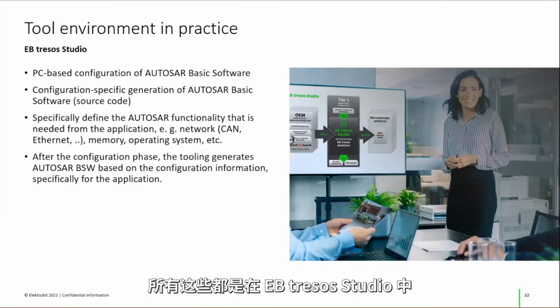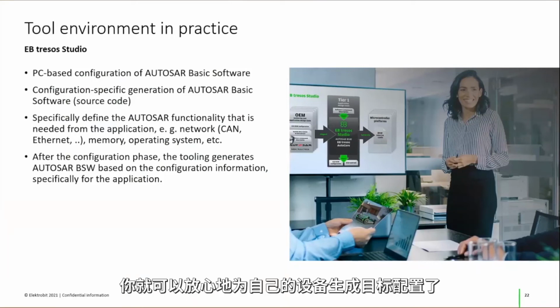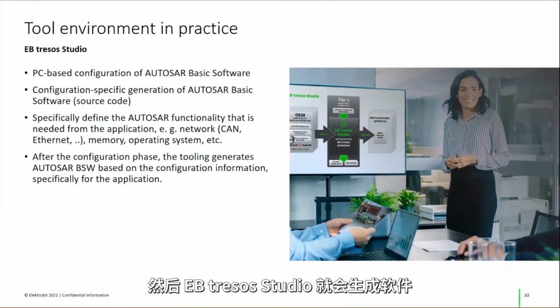All that is done and set in EB tresos Studio. When you're done with the configuration and you think you're happy and ready to produce the target configuration for your device, you hit the generate button, and then EB tresos Studio generates software, the AUTOSAR basic software.